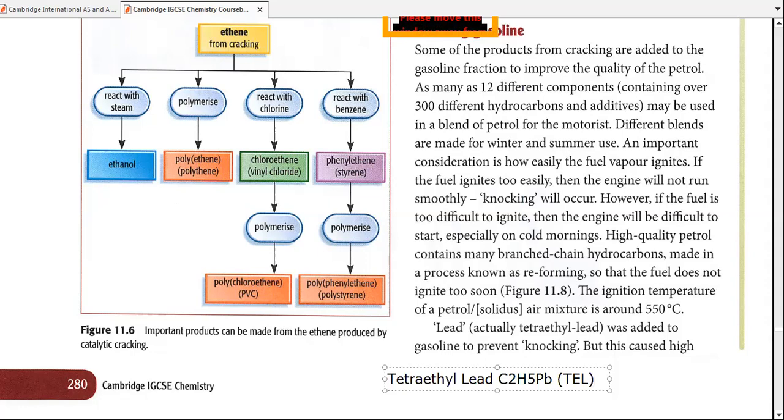Now definitely the first question that arises in a student's mind is why it's banned? If it prevents knocking in cars and if it is increasing the engine life, then why is it banned? So the next lines are going to answer this question. I hope you're done writing the formula of the compound.